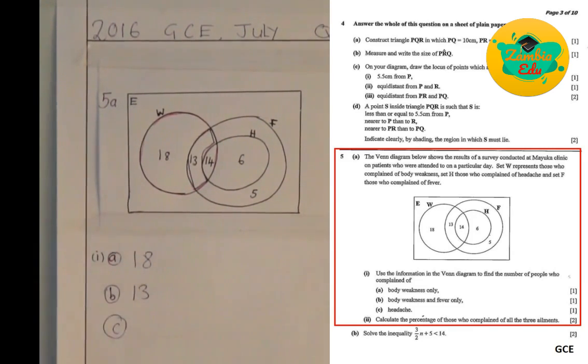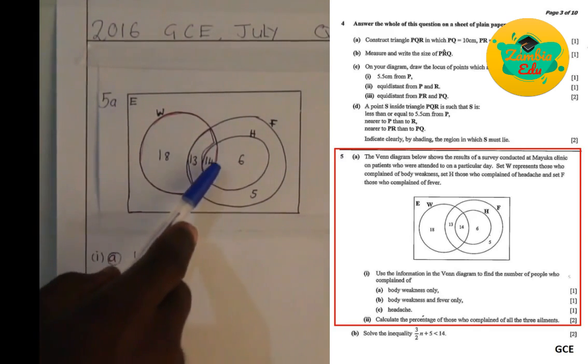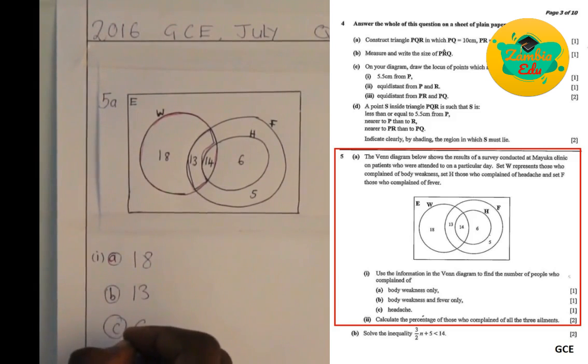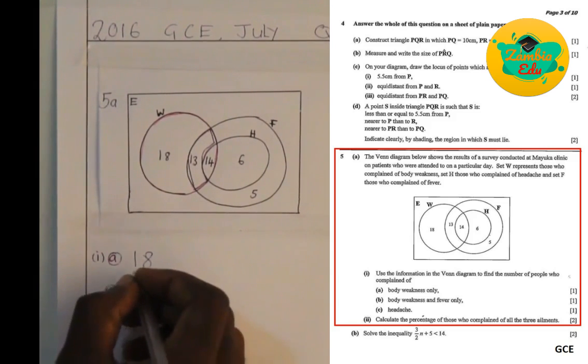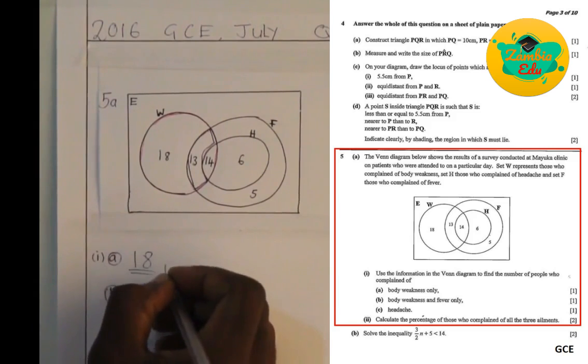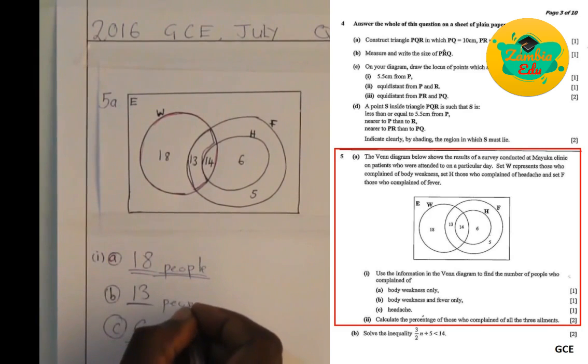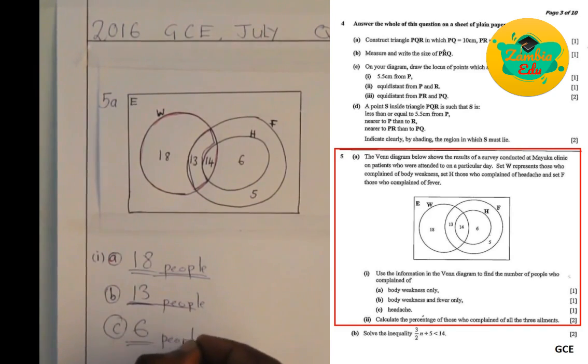Our C. Our question C says, those who complained of headache. So the people who complained of headache only, it's the 6 that's there. So we just pick it right the way it is, like that. So there it's 18 people. Alright. 13 people. We have 6 people.